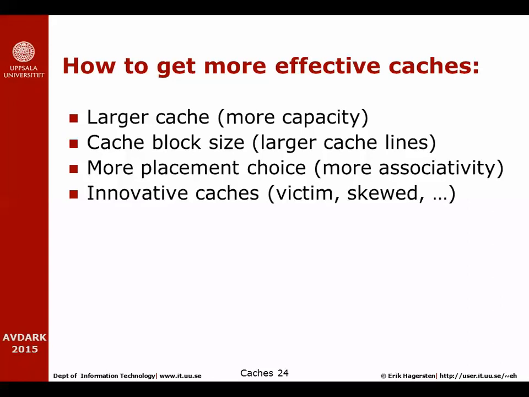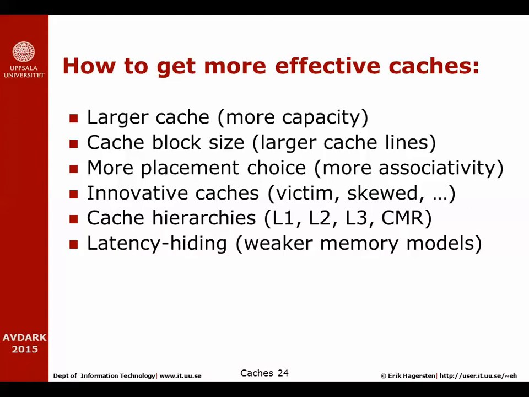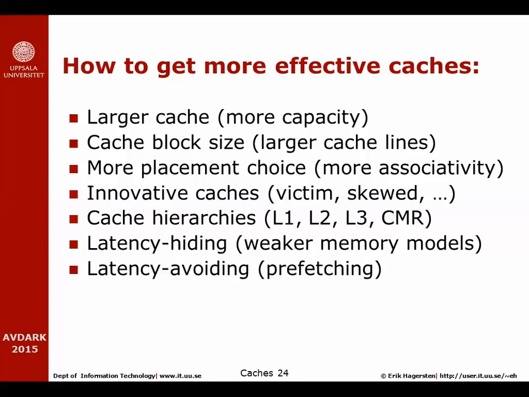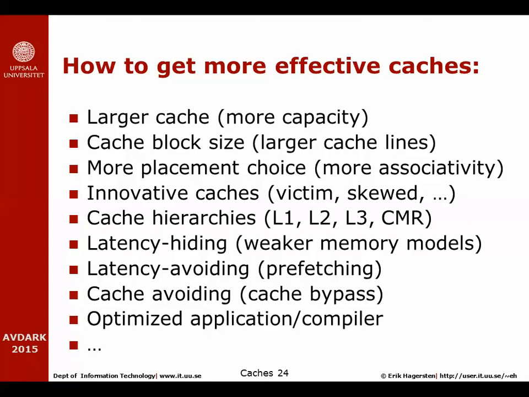You can have lots of innovative caches. So we're going to talk about victim caches and skewed caches and so on. You have cache hierarchies with small caches close to the processor and larger caches further away from it. You can use latency hiding techniques, and we're going to talk about that in conjunction with when we discuss memory models. You can do latency avoiding, so there's something called prefetching that you can use, either hardware or software. You can sometimes do cache avoiding. Sometimes it's better not to put the data that you read from memory into your cache. So you can do something called cache bypassing. And you can optimize applications and compilers.